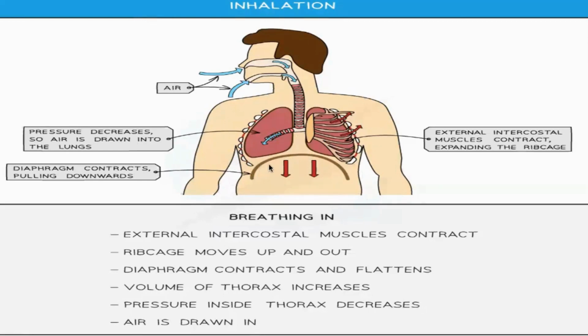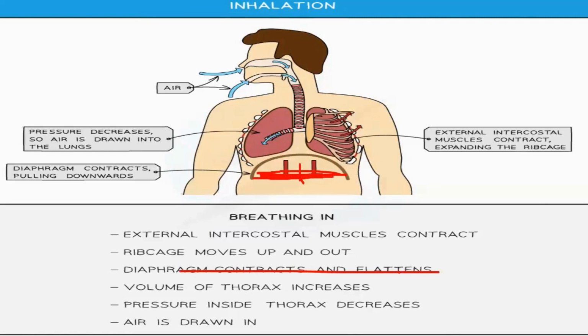So what happens? This diaphragm contracts and flattens. Now the original shape of the diaphragm is the shape that you are looking at. It is known as dome shape because it looks like a dome. But this diaphragm is pulled downwards and we say it's flattened, like from here it comes downward like this. So we say the diaphragm contracts and flattens.